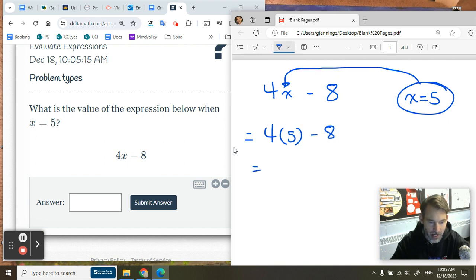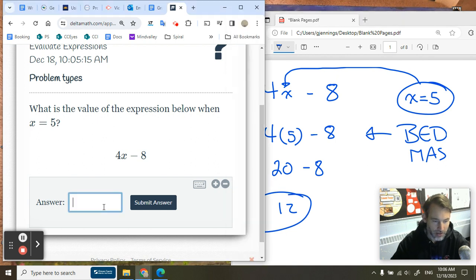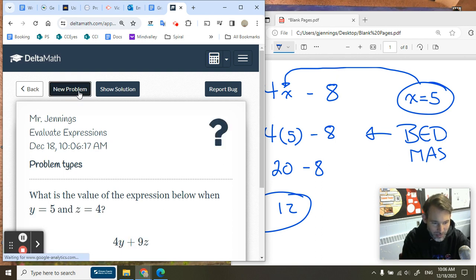Now we evaluate with BEDMAS. I do the multiplication first, 20 minus 8. Now I do the subtraction, 12. 12 is our answer. So I go over here and I put in 12. Hooray! Okay, let's go. New problem.